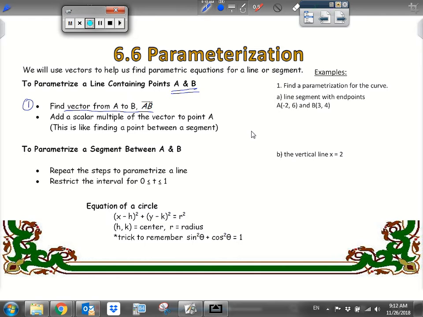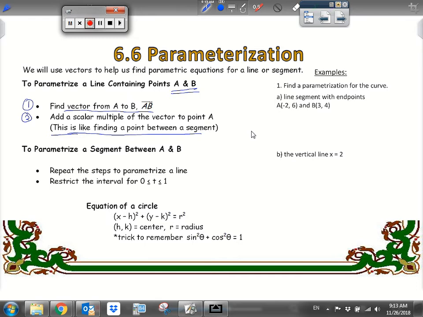We're just going to take the 2 points and we're going to write a vector. The second step, now it sounds a little weird until we do this, we're going to add a scalar multiple of the vector to point A. Basically, it's similar to finding a point between a segment. So that probably doesn't make any sense yet. I do have an example that we're going to do that with, so that'll make more sense.